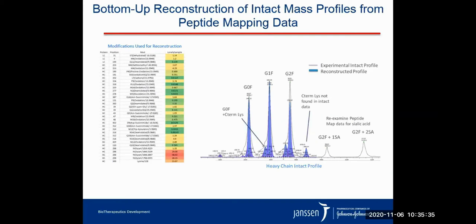Here's an example of this approach where we compare modifications of an intact antibody after mass deconvolution with the reconstructed spectrum of modifications estimated from the peptide map of the same antibody. These profiles show good similarity.